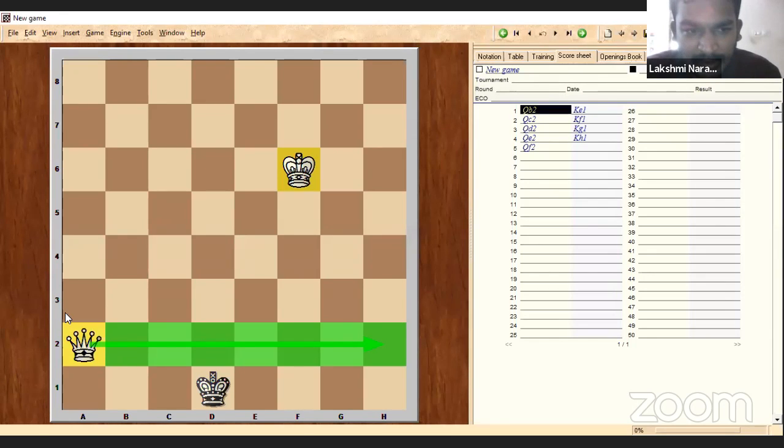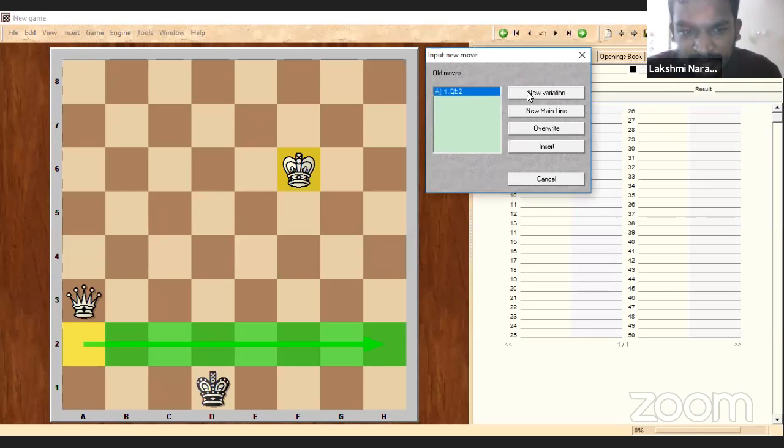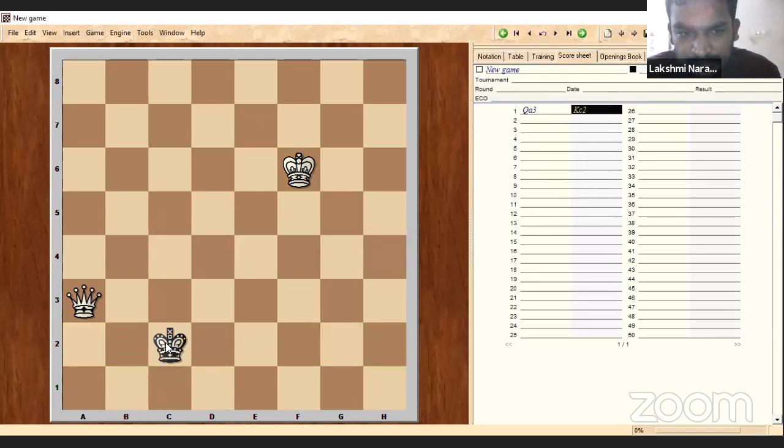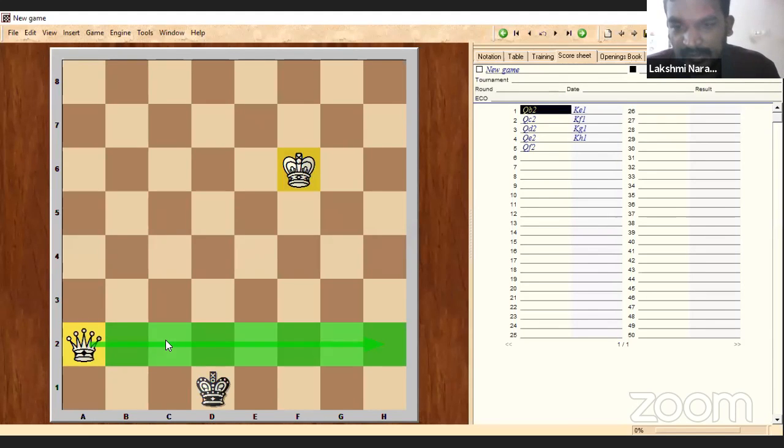queen to a3. If you play queen to a3, then he will play king to c2. Okay. Queen c7, queen a1. Okay. So I will go back. So can you tell the move again? So queen c7 is not possible. This is c2. Okay. C7 is here.